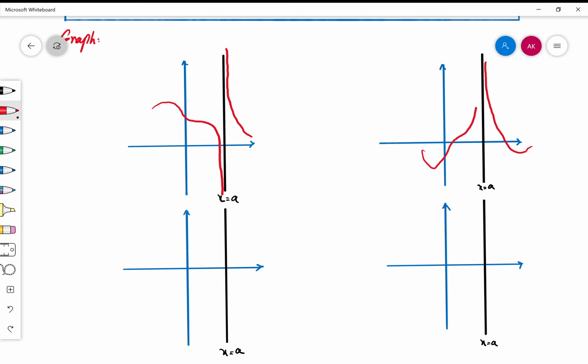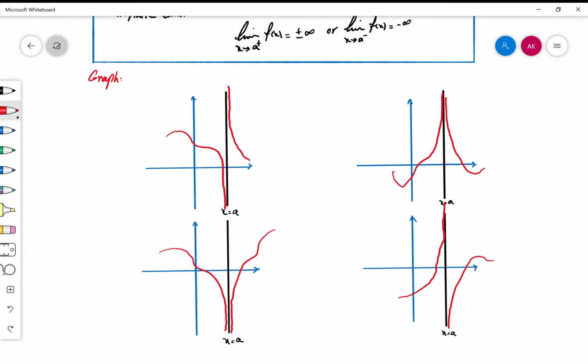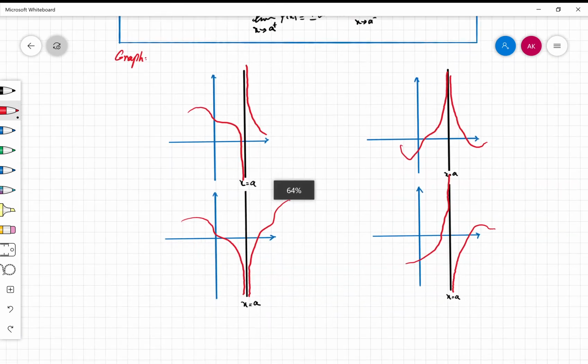Or it can be both going up like that. They never touch. Some can be both going down, or this one goes down and this one goes to positive infinity. It never touches, but it gets closer and closer to x equal to a.